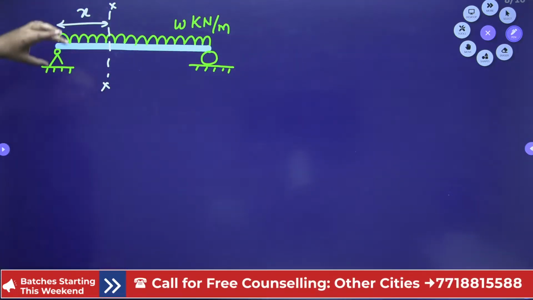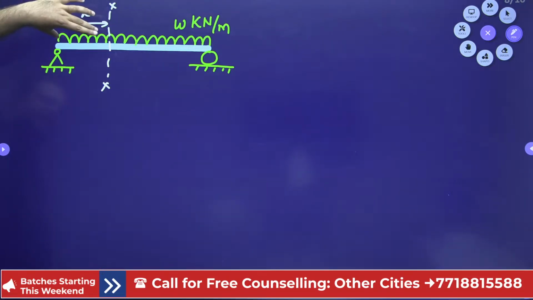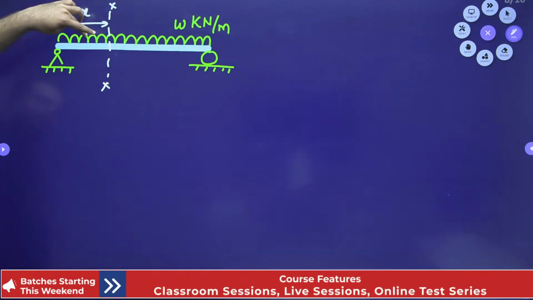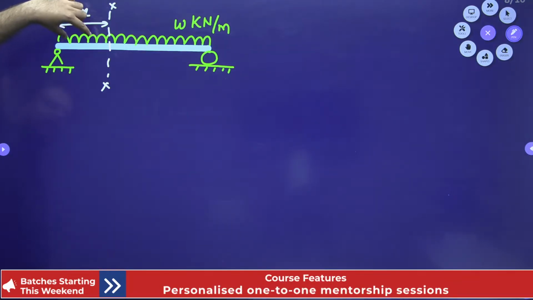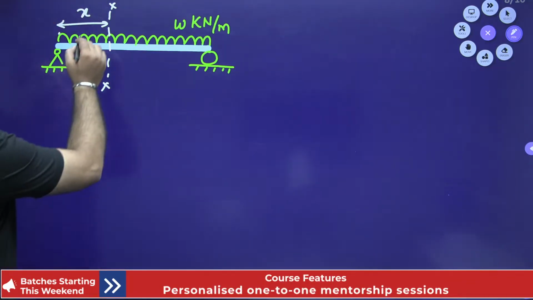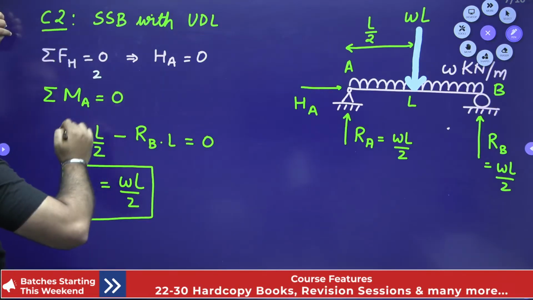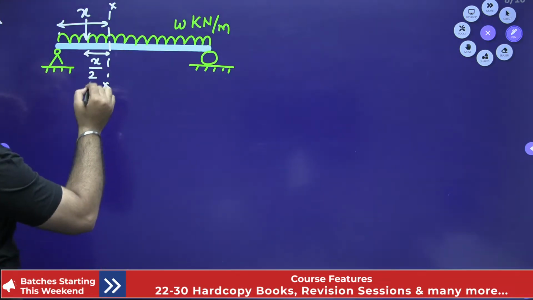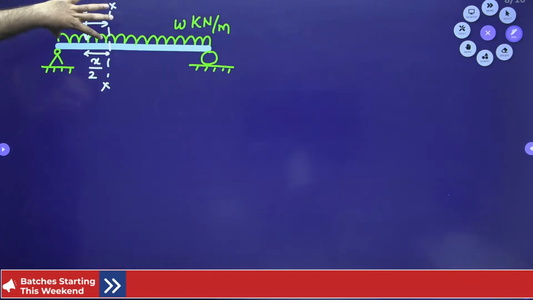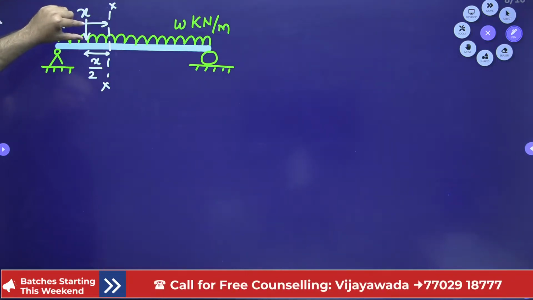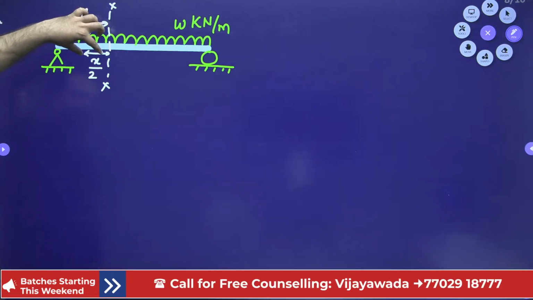First of all, the total amount of load that is acting due to UDL on this span is X into W. So W into X is the total amount of load, and this W into X of this UDL will be acting at the CG of this UDL, that is at a distance of X by 2. So this load of UDL which is acting on this span of distance X, the value will be W into X, and this W into X will be acting at a distance of X by 2.